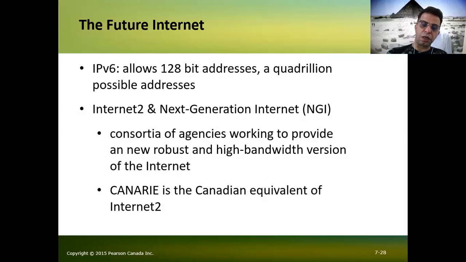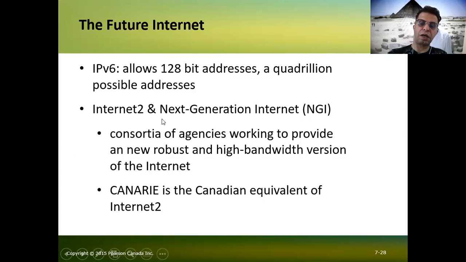Where is the future taking us? It's taking us to something called IPv6. We're already using it, which is 128-bit addresses, and which is called Internet 2. The next generation Internet is a consortium of agencies working to provide a new, robust, and high bandwidth version of the Internet. And we have something called CANARIE, the Canadian equivalent of Internet 2.